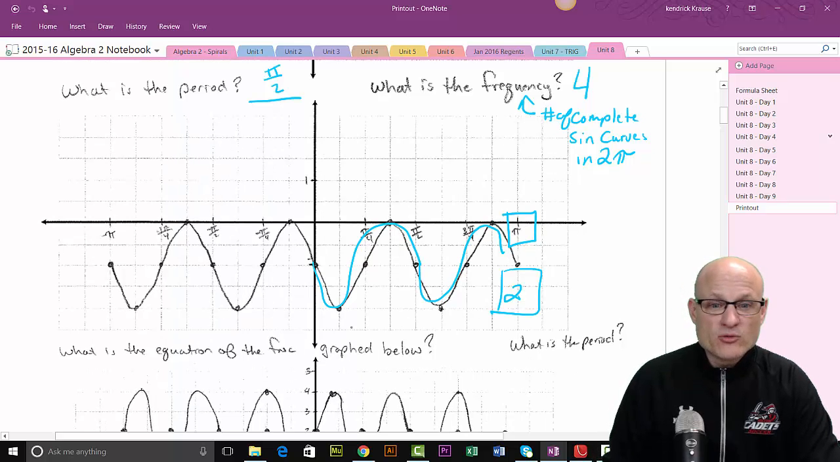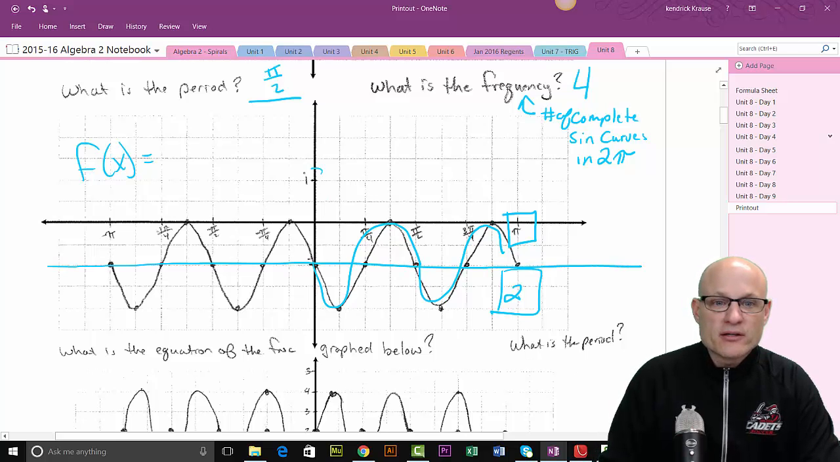If I asked you for the equation, I would say f of x equals, or y equals, my amplitude. Oh, got to get my amplitude. So in order to get my amplitude, I need my midline. There's my midline. So I know at the end of this thing, I'm going to be doing 1. So this is negative 1. So I'm going to be putting a minus 1 at the end. My amplitude is 1. It's going up 1.